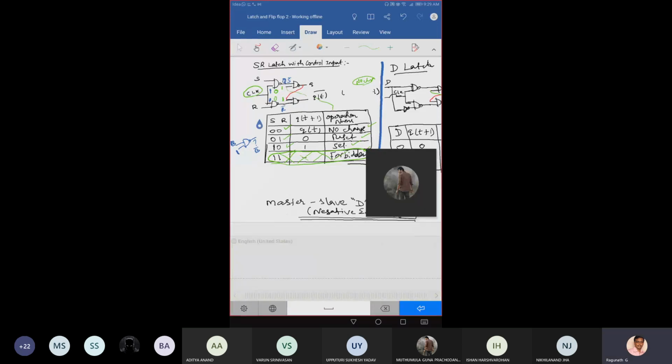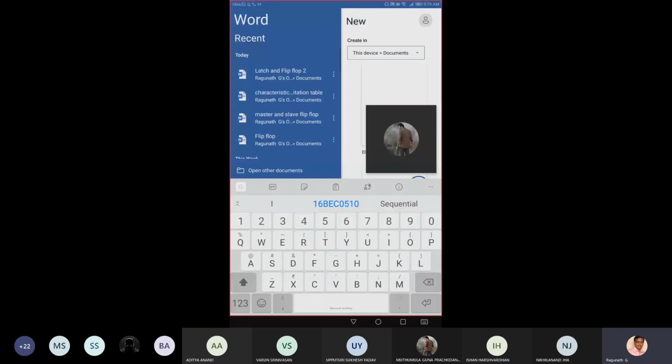So this should be like this. I think most of you know the circuit of this. Any doubts in this SR latch with the control circuit? This is the basic circuit. By using this circuit, we can design all the flip flops. That I'll show you now, how we can design the other flip flops.